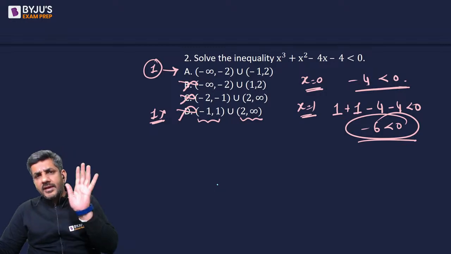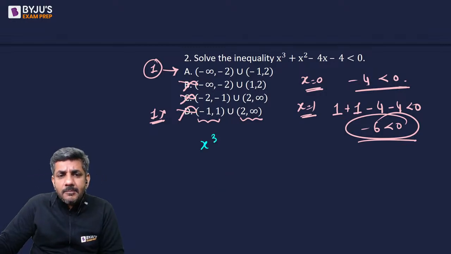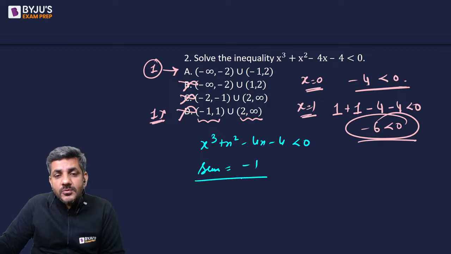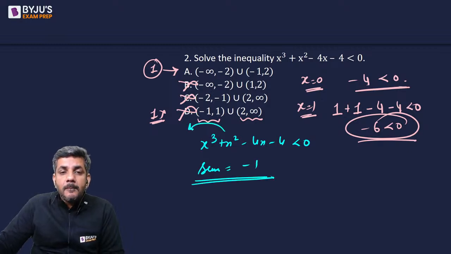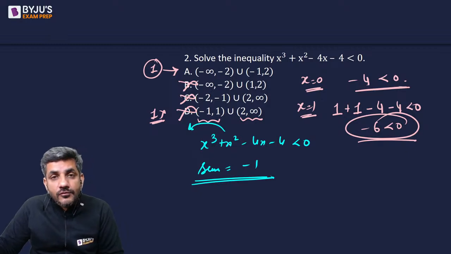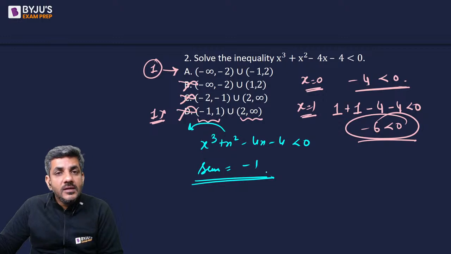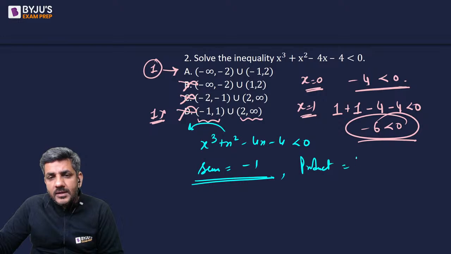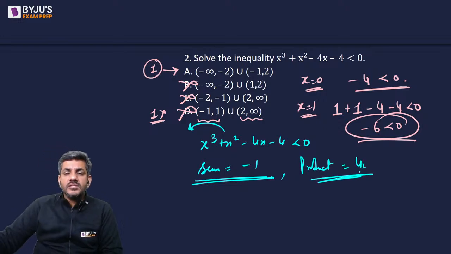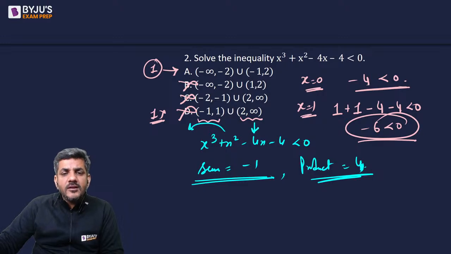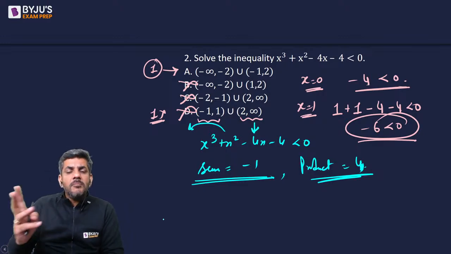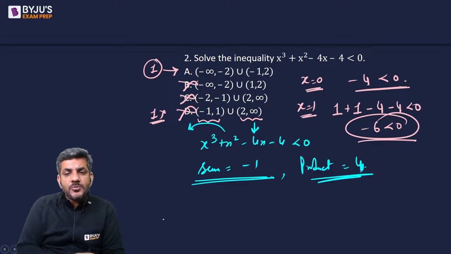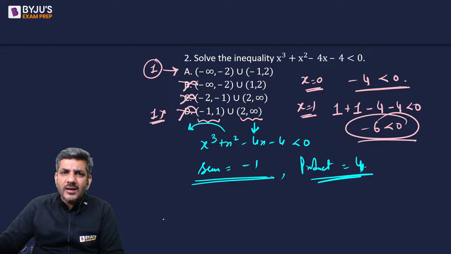सबसे बेहतर तरीका तो यही है कि आप ऑप्शंस का यूज करें. और क्या कर सकते हैं? x cube plus x square minus 4x minus 4. Looking at this inequality I can say that the sum of the roots is equal to minus 1. I'm sure you all know sum of the roots is given by minus b by a. So minus of the coefficient of x square divided by the coefficient of x cube. Sum of the roots is minus 1. And I know that product of the roots is equal to plus 4, right? Product of the roots is equal to plus 4, and sum of the roots taken 2 at a time is minus 4. अब कोई तीन नंबर मुझे चाहिए और उनका सम माइनस वन आना चाहिए, प्रोडक्ट 4 आना चाहिए. रैंडमली यू कैन ट्राई थ्री नंबर्स.